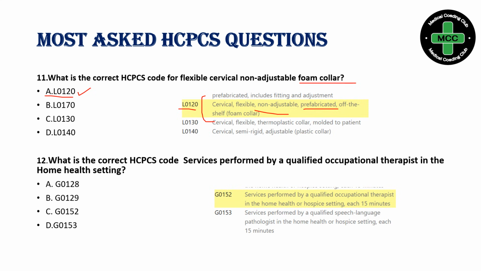And next, what is the correct HCPCS code for service performed by a qualified occupational therapist in the home health setting? Answer is G0152. G0152 is service performed by a qualified occupational therapist in the home health or hospice setting. So 152 is the correct answer.